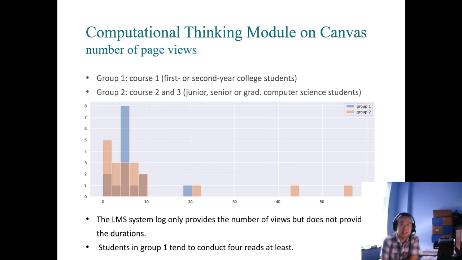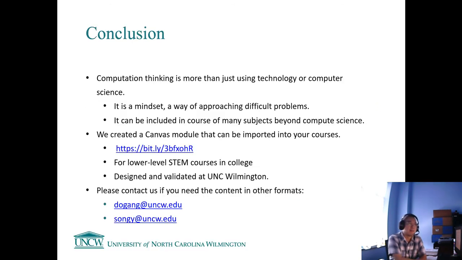But for group 2, I do see a lot of students who did only 0 to 4 reads, and this means some of the students feel they're capable enough to do the quizzes even without reading the pages. So this is our observation: it seems that the junior, senior, and graduate students are confident enough about those concepts, and they can just click on the quizzes and start to work on the quiz questions.